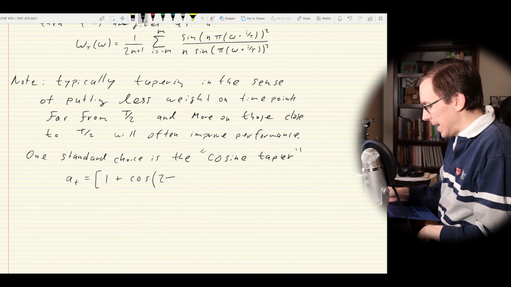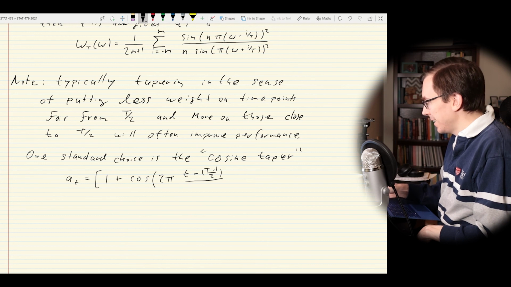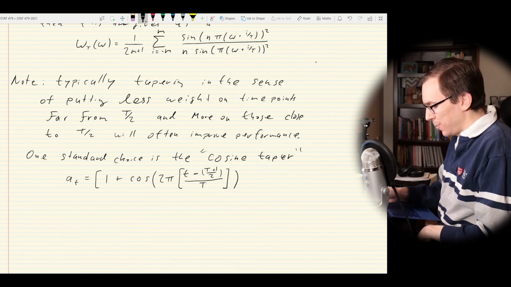2 pi times (t minus (T plus 1) over 2) divided by T. Something like that. I think, and this whole thing gets a 1/2 out front that I forgot to write.